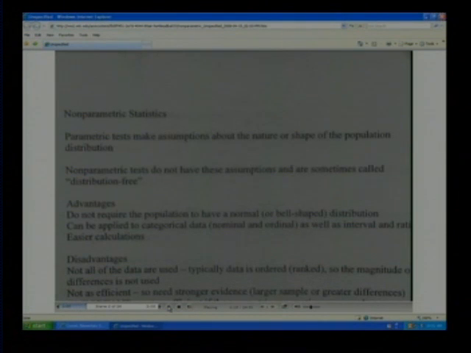The advantages of these are that they do not require the population to have a normal or a bell-shaped distribution. They can also be applied to categorical data, which would be nominal data. For example, if we were going to do a study of the types of shoe wear, we might have boots and sandals and regular shoes. And you could have flip-flops in there, you could have barefoot in there.